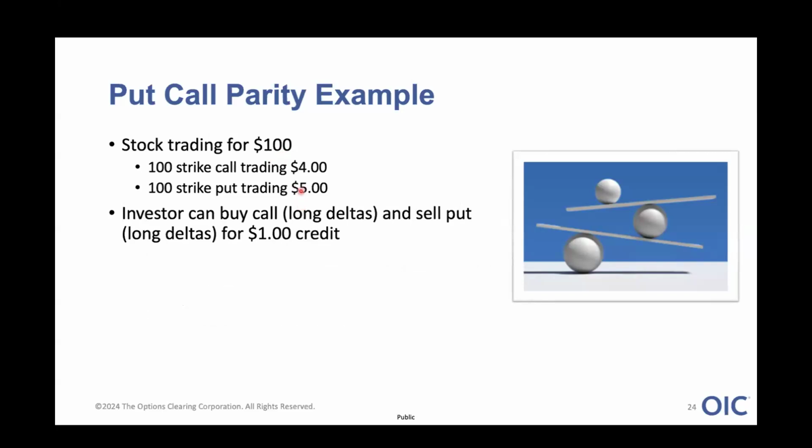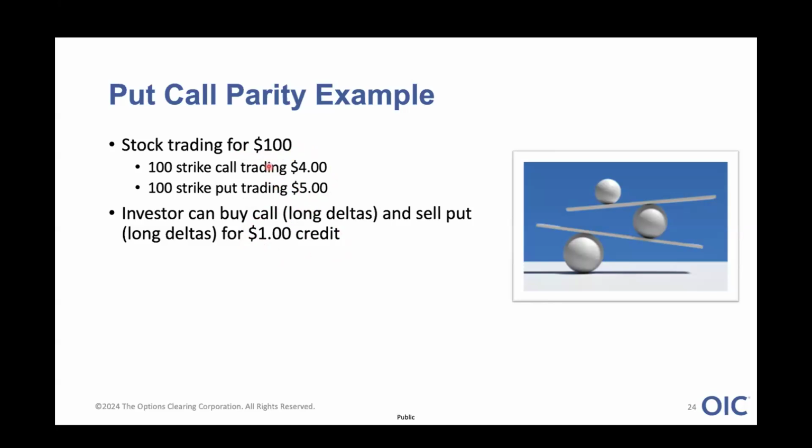So in this case, put call parity has been violated, okay? Because in this case, I could buy the 100 strike call for 4. I could sell the 100 strike put for 5. That's a $1 credit. I'm synthetically buying stock for $99. I could turn around and sell real stock for 100 and net a $1 credit and lock in $1 profit. Okay, that's called a reversal.